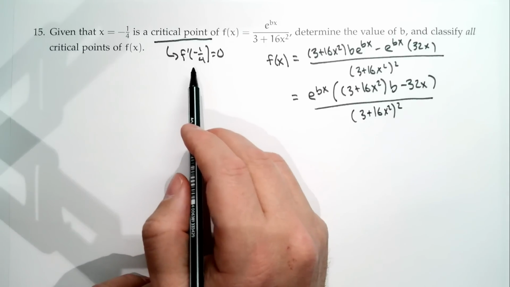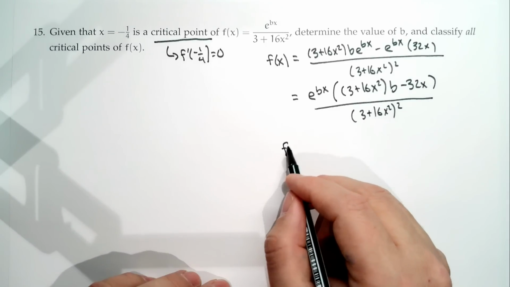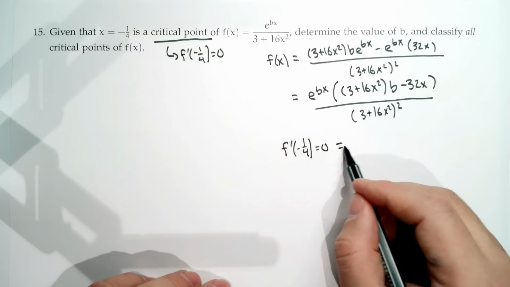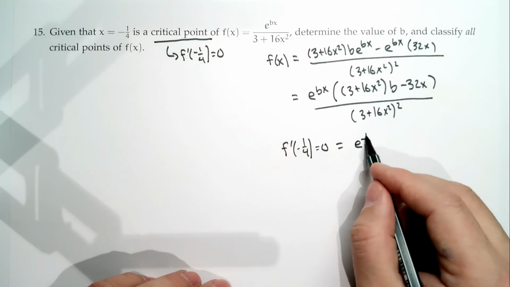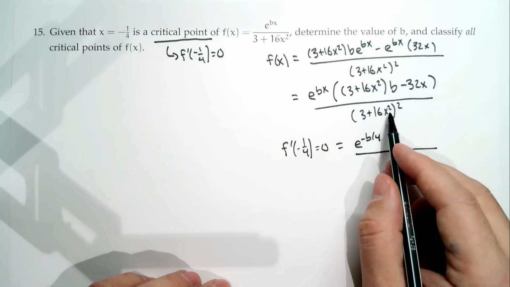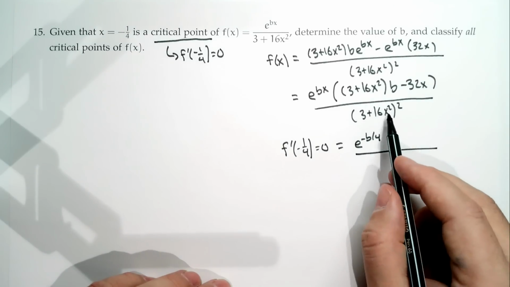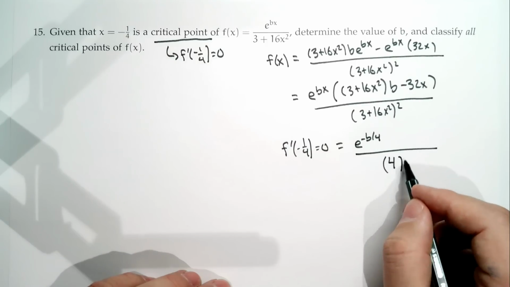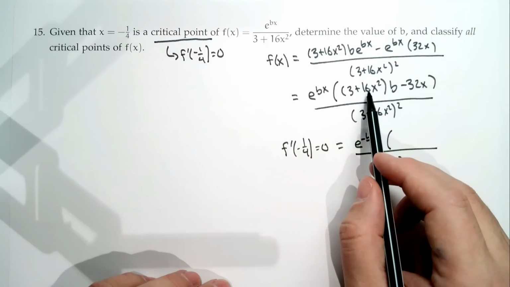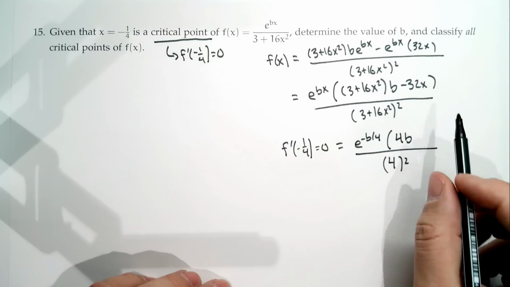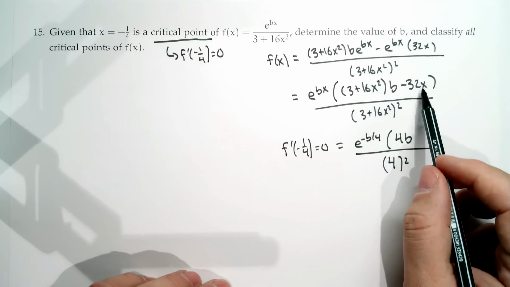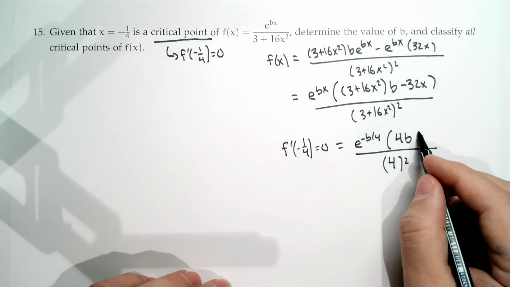We plug in our negative 1/4. So we know that f prime of negative 1/4 equals 0. So we plug in negative 1/4, we get e to the minus b over 4. That's the e part there. In the denominator, negative 1/4 squared is 1/16, so it really becomes 4 squared. Again, negative 1/4 squared is 1/16 times 16, so that's going to become 4 times b. And then 32 times negative 1/4 is negative 8. Don't forget that there's another minus there already, so that becomes plus 8.